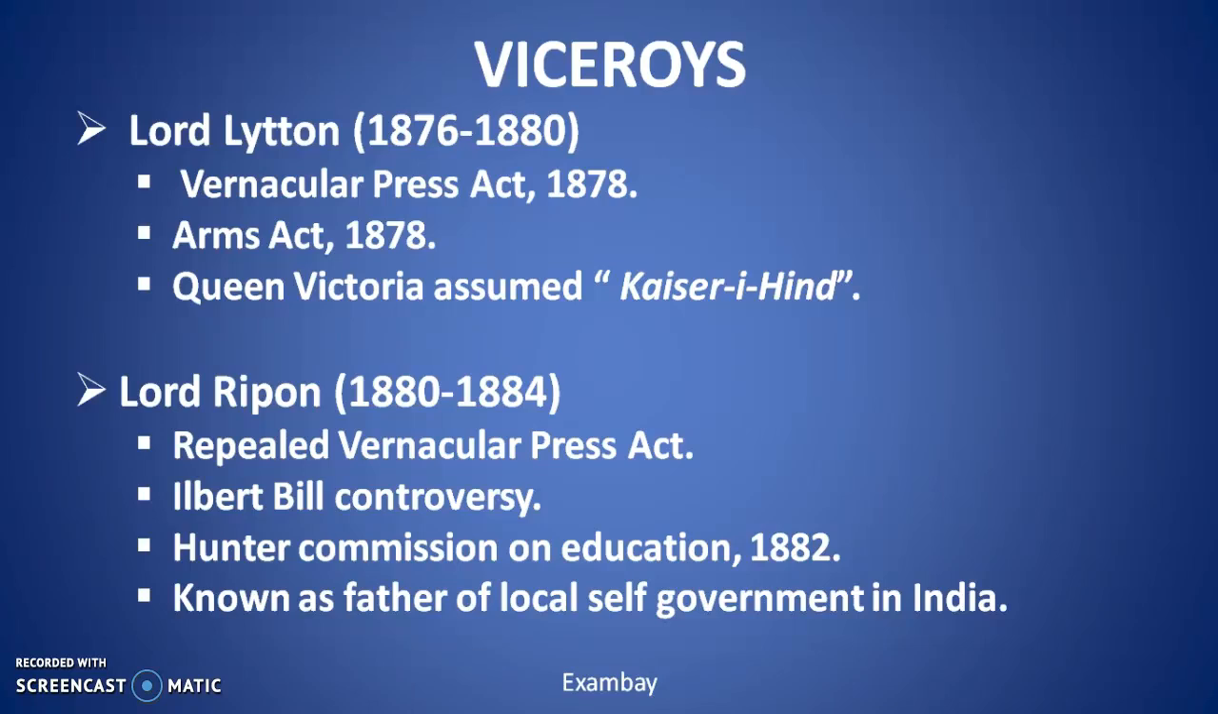Then we come on to Lord Lytton. Under his reign, the Vernacular Press Act was passed, and the Arms Act was passed. These were two cruel acts, and Queen Victoria assumed Kaisar-i-Hind. She was proclaimed Empress of India under Lord Lytton.